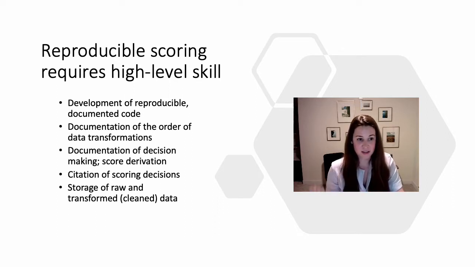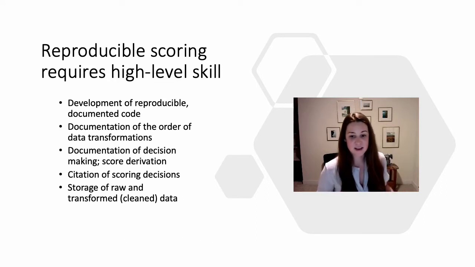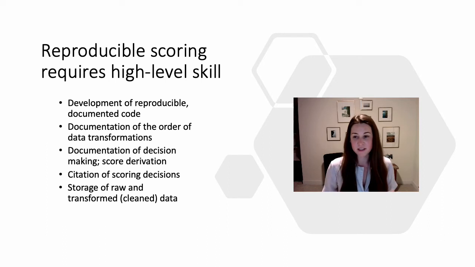So you need to develop reproducible, documented code and document the order of your data transformation, so you need to recode something before you submit, things like that. And document the decision-making and how you derived a specific score. If you just end up with an aggregate score for everyone's score on this scale, but you don't know how you got it or can't reproduce that, then that's not very useful, especially to someone who might want to check it or reproduce your data in a new data set.